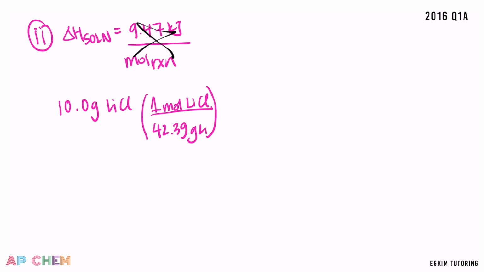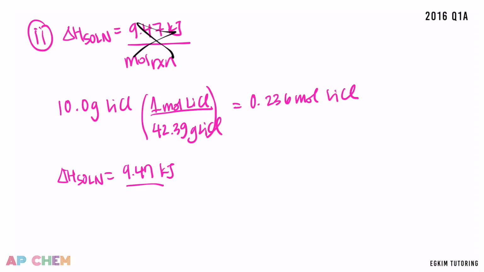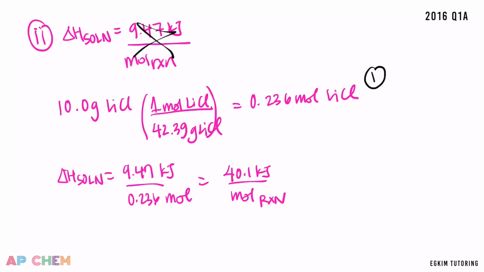42.39 grams of lithium chloride, and this equals 0.236 moles of lithium chloride. So then delta H solution should equal 9.47 kilojoules over 0.236 moles, and you would end up getting 40.1 kilojoules per mole reaction. So the point breakdown here was basically 1 point for doing the mole conversion, and then 1 point for the correct units and value for the delta H.